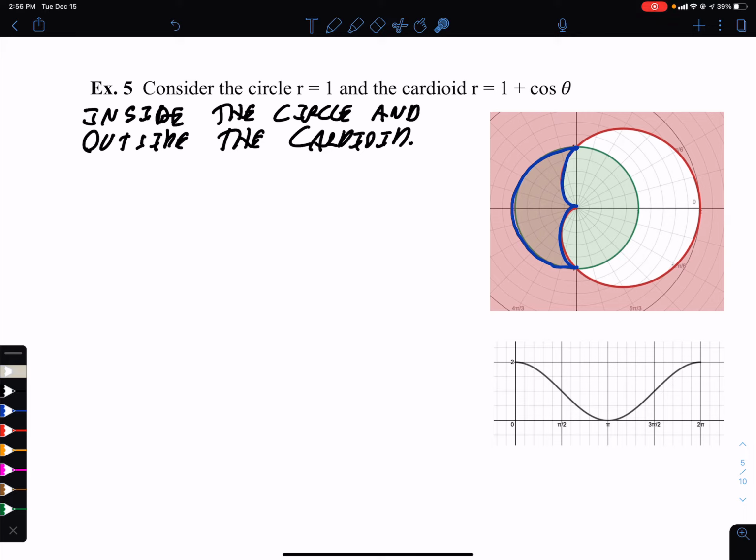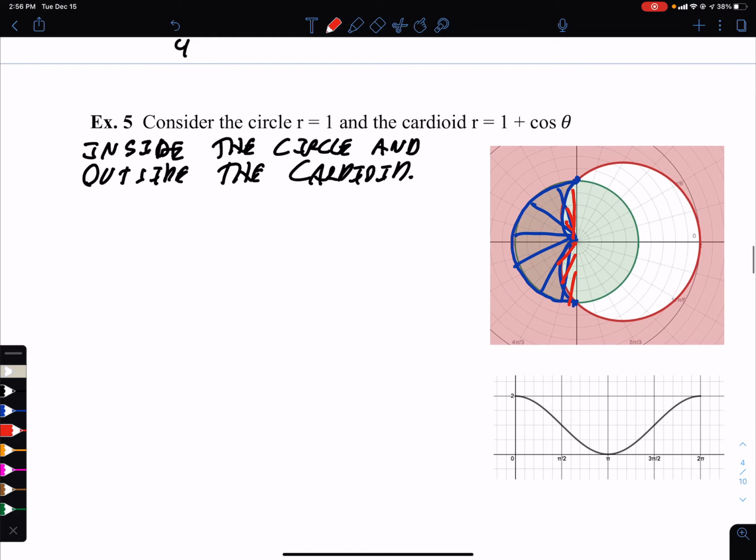So the way I'm going to do it, I am going to find the area of the circle from the starting angle here to the ending angle here. So from that angle to that angle, I'm going to sweep out the blue area. But that's too much stuff there, right? So I have to subtract the cardioid. So I got to subtract this stuff here. So I'm going to set this up, but I'm not actually going to calculate this.